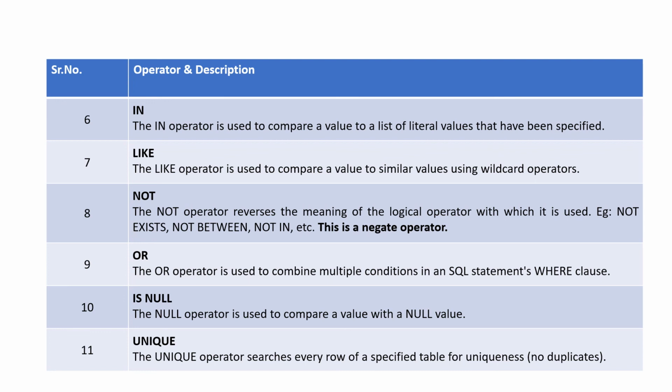OR. The OR operator is used to combine multiple conditions in an SQL statement's where clause. So if we have multiple conditions, we can combine them using the OR operator. So the condition will be like this or this. Whichever is true, then it is true. So this type. Next is NULL. The NULL operator is used to compare a value with a null value. Then UNIQUE. The UNIQUE operator searches every row of a specified table for uniqueness, no duplicates.